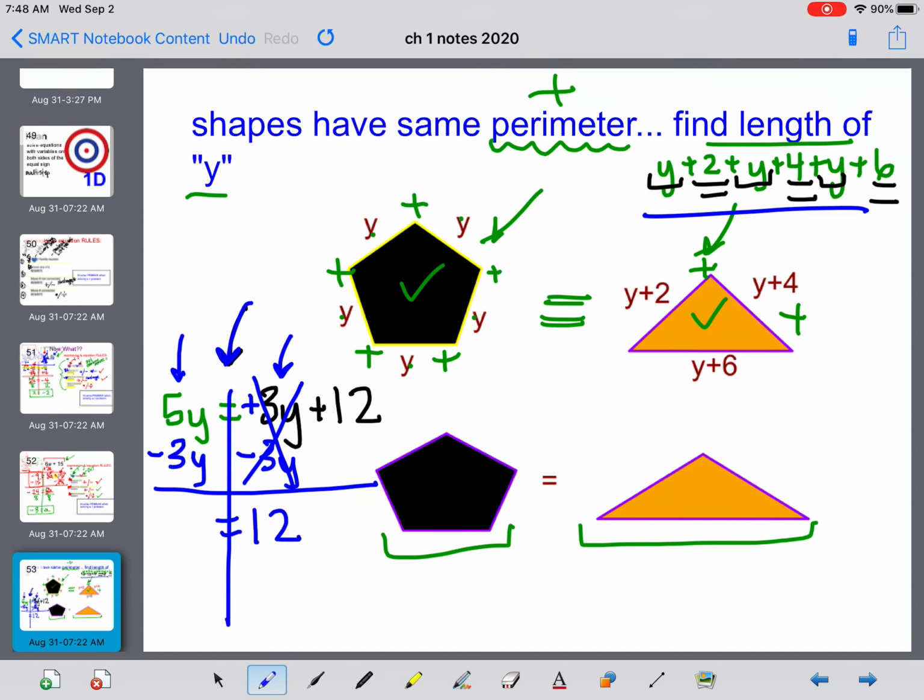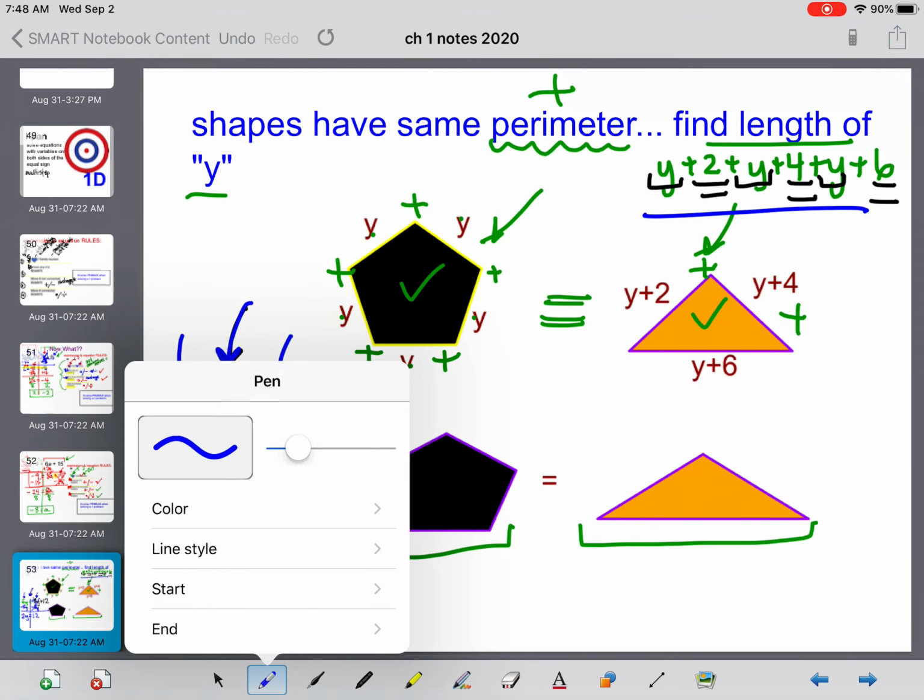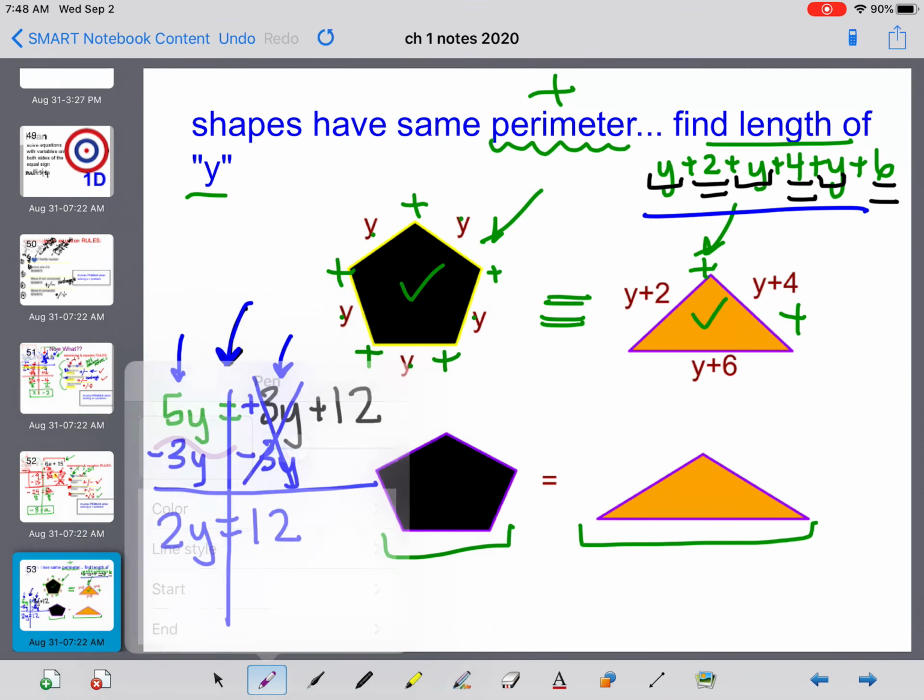I'm just going to total everything up. So over on this side, I have a 12 left. And on the left-hand side, I have 2 y's. Now, normally here, we would get rid of any hostages, but you'll notice all I have left is 2y. So I can skip step 3 and move right on to step 4. This was my division step.